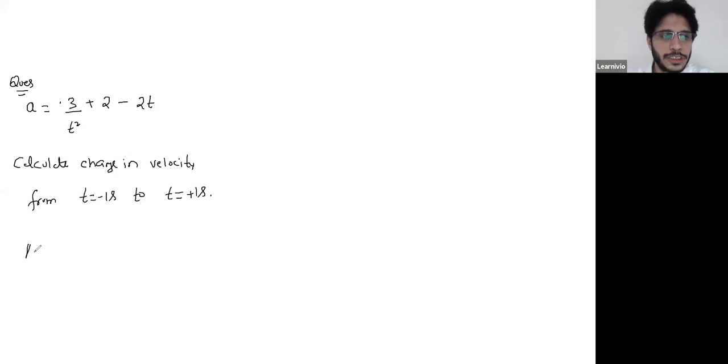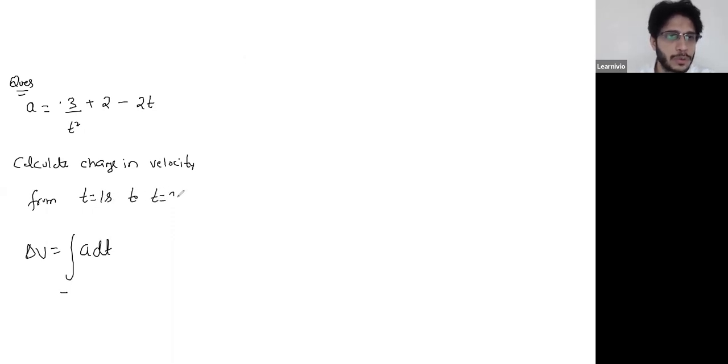So the formula of change in velocity is this. Change in velocity is simply integral of acceleration from, sorry. Time cannot be negative. Time cannot be negative. Solve it from t equal to 1 to t equal to 2 seconds. So we're integrating it from 1 to 2.